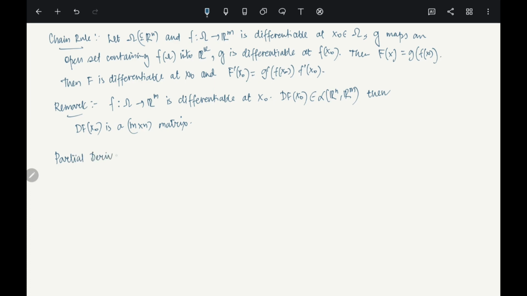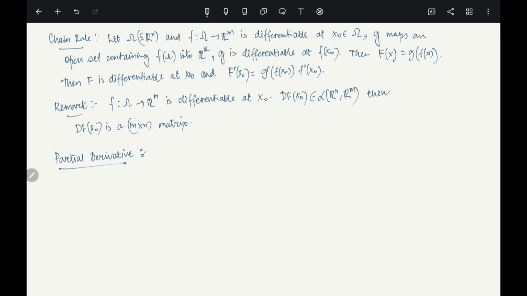And please remember this, I am skipping a lot of ideas here, since it is assumed that you already know this. Okay, so what about partial derivative? Essentially, what we are doing is looking at the derivative in a particular direction, not in any arbitrary direction, but the unit directions.